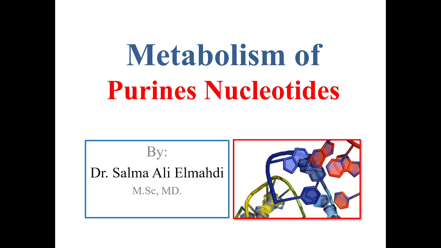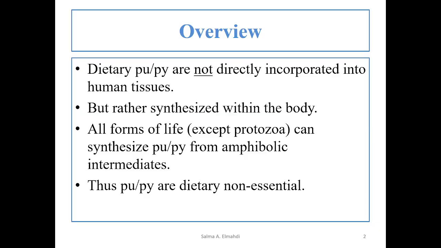I'm Salma al-Mahdi, and today we are going to discuss metabolism of purine nucleotides. All forms of life, with the exception of protozoa, can synthesize purines and pyrimidines from amphibolic intermediates.